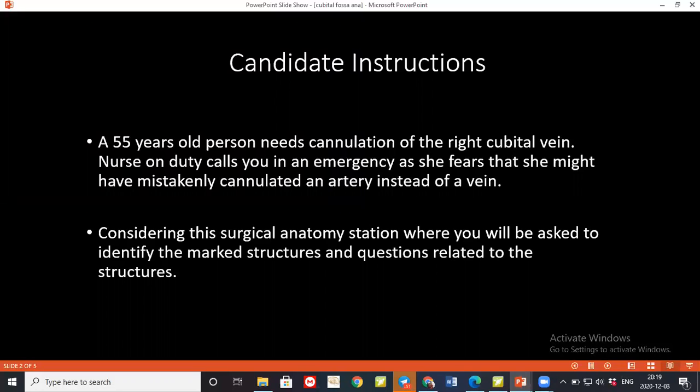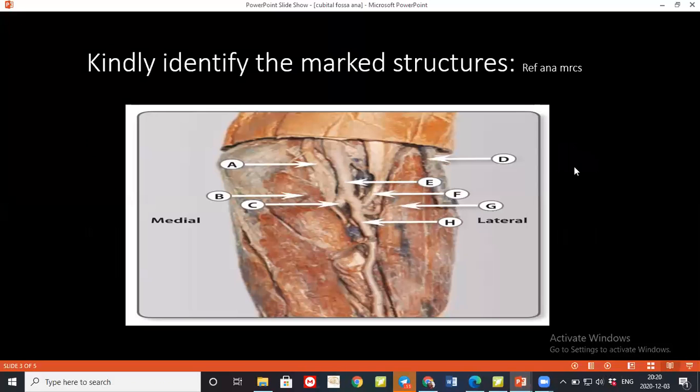Right. So if you have read and understood, kindly tell me which part of the upper limb this is. This is the left cubital fossa. Okay, cubital fossa.